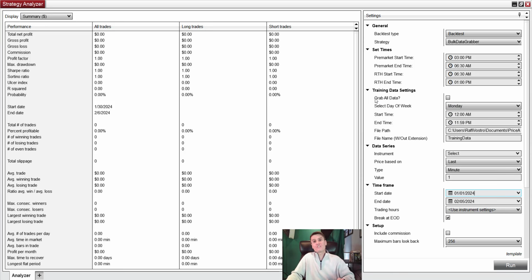The check mark I'm referencing is once you load Bulk Data Grabber, which comes with the Price Action Pivoter suite of trading tools, you want to make sure that you check this box, grab all data. If you don't, what's going to happen is you're only going to get the day's data that's there in the drop down. So if I have this unchecked, I'm only going to get Monday's data. But if you want all data, then you want to use the system.